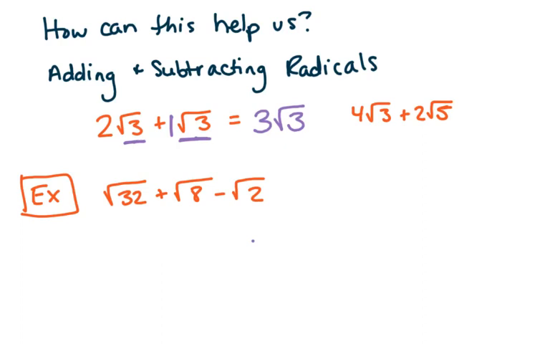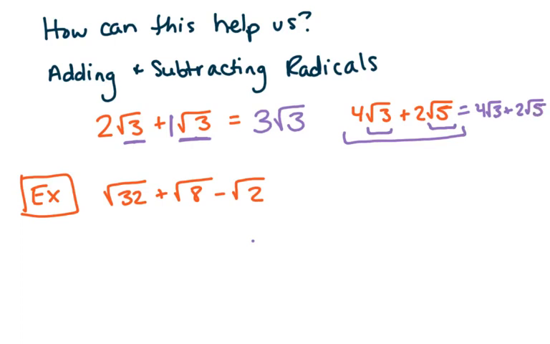For the right side, now we're looking at this one. Notice that I don't have like radicals. Square root of 3 and square root of 5 do not have the same insides, so this cannot be simplified any further than what it is. Simplified would just be 4 square root of 3 plus 2 square root of 5. You cannot simplify that further.